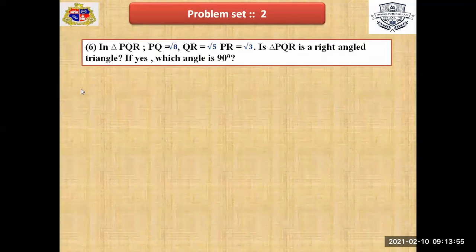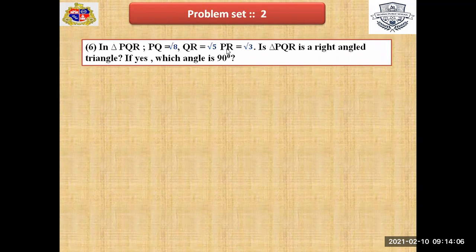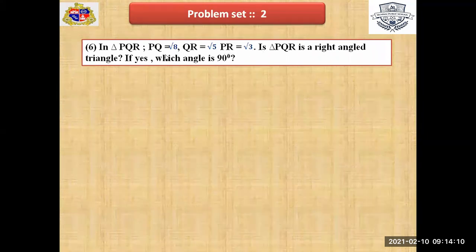Question number 6. In triangle PQR, PQ is equal to under root 8, QR is equal to under root 5, PR is equal to under root 3. Here, three sides are given, PQ, QR, and PR. Is triangle PQR a right angle triangle? If yes, which angle is 90 degrees?